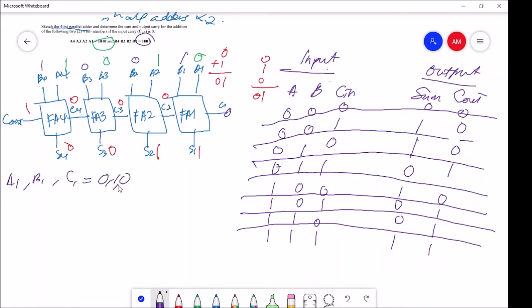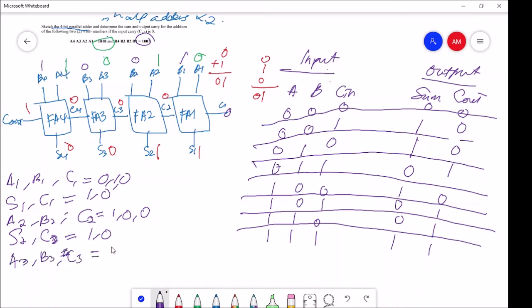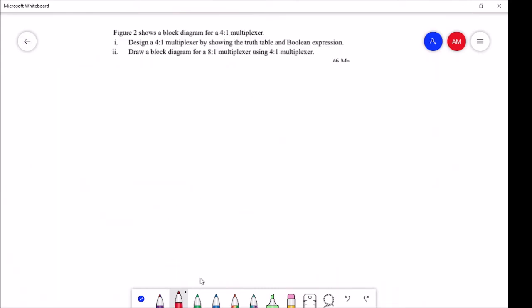Now write the sum output, the sum expression for the output. Okay, that's all for question 3.